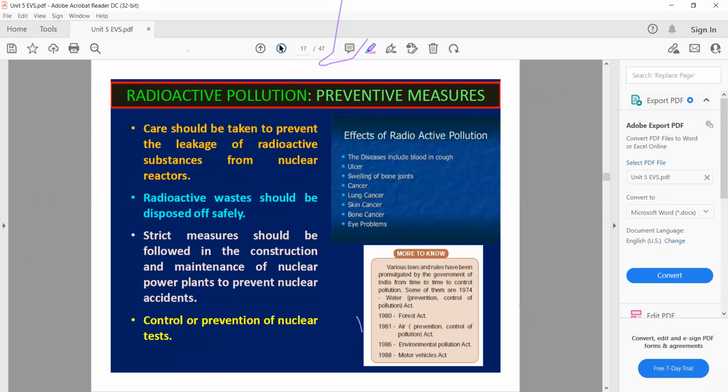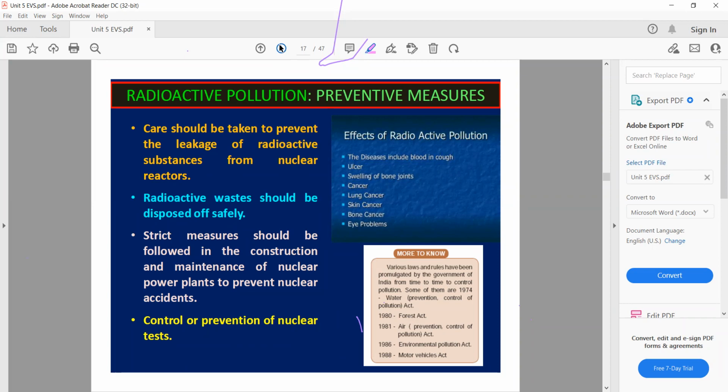So what are the preventive measures for this? Care should be taken to prevent the leakage of radioactive substances from nuclear reactors. Radioactive waste should be disposed of safely. Strict measures should be followed in the construction and maintenance of nuclear power plants to prevent nuclear accidents.